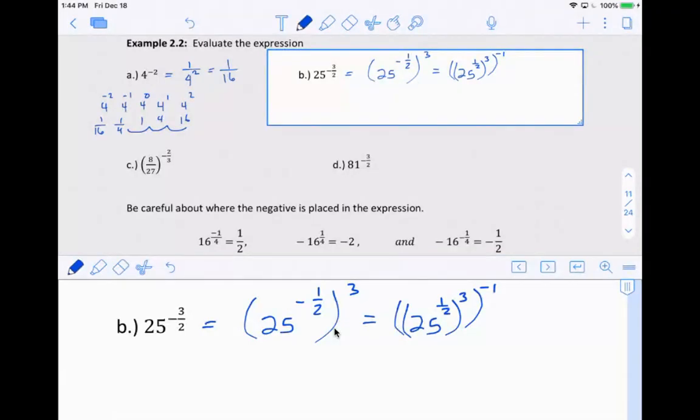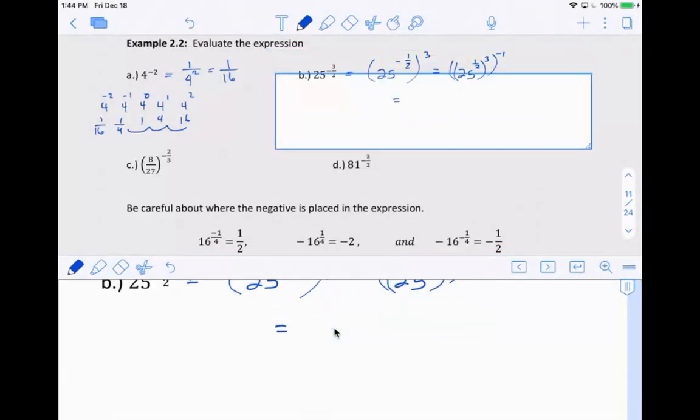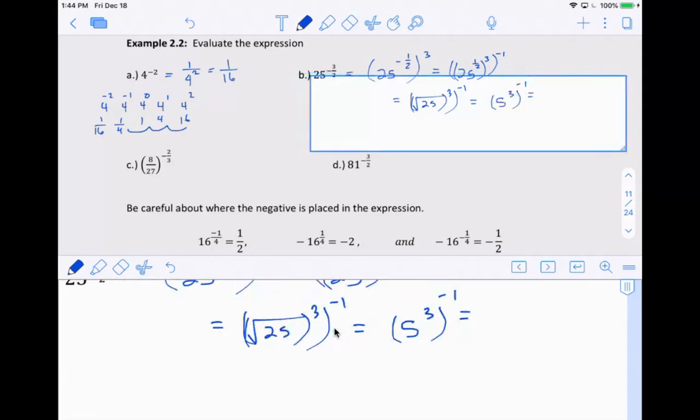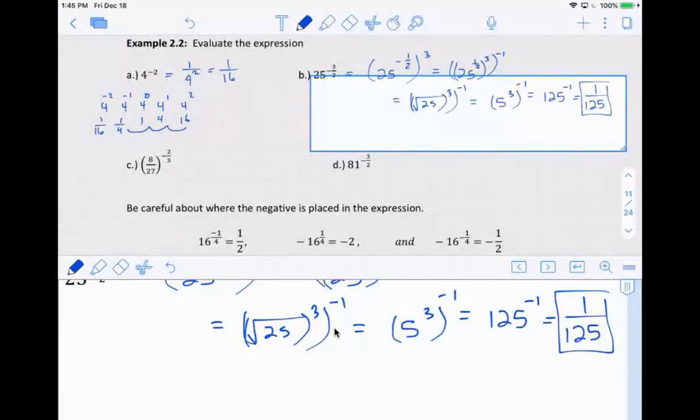Okay, let's deal with the 1/2 part first. That would make it a square root of 25 to the 3rd to the negative first, which would be 5 to the 3rd to the negative first. 5 to the 3rd is 125 to the negative first. That's 1 over 125. So 3 separate moves because of 3 parts of the exponent. So we have to keep that in mind. When you have a negative in there, there's 3 parts to it.